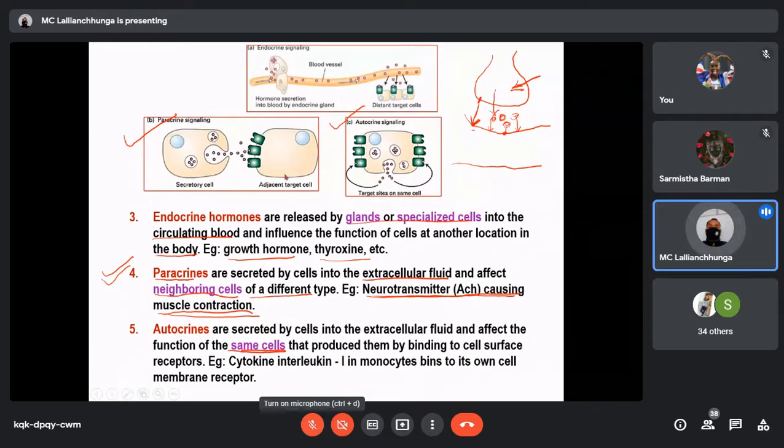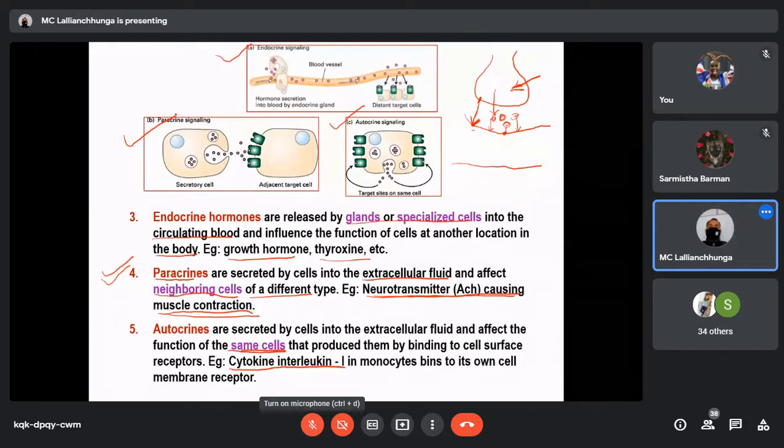Okay, paracrine, the difference is that it is affecting the neighboring cell, but in case of autocrine action, the molecules will have influence on the same cell. An example is the cytokine interleukin 1 in a monocyte binding to its own cell membrane receptor. So in the first diagram you also see the endocrine signal, which you already know. They are released into the bloodstream and then influence the target cells here.